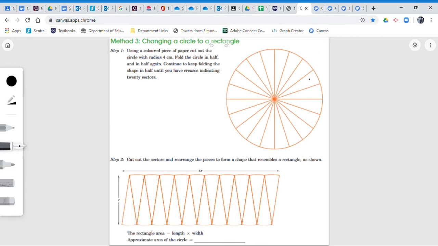Hey everyone, here's your lesson on area of the circle. What we were going to do is spend some time talking about developing the formula for the area of the circle.